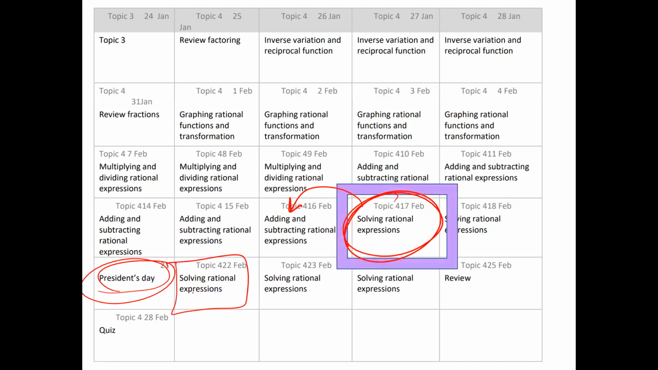And then we'll do solving rational expressions Tuesday, Wednesday, Thursday, and then we'll basically just finish up by the end of this week. Then your packet, your guided notes, will be due, and I'll give you guys a brand new packet for the next unit. Okay, so putting things into perspective, that's kind of where we are heading.